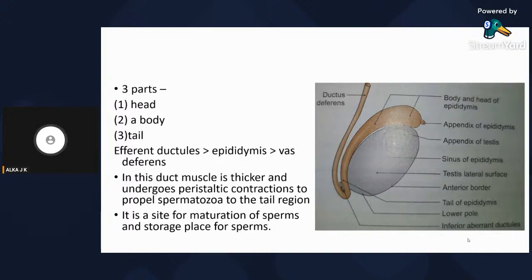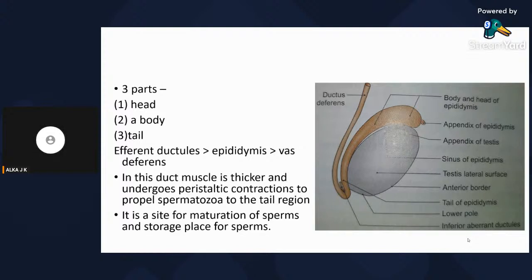It is a comma-shaped structure, and here it is a highly coiled tube that acts as a reservoir of spermatozoa. You remember that in the testes, spermatozoa are going to form, and they are going to be stored in the epididymis. It contains three parts: head, body, and tail.